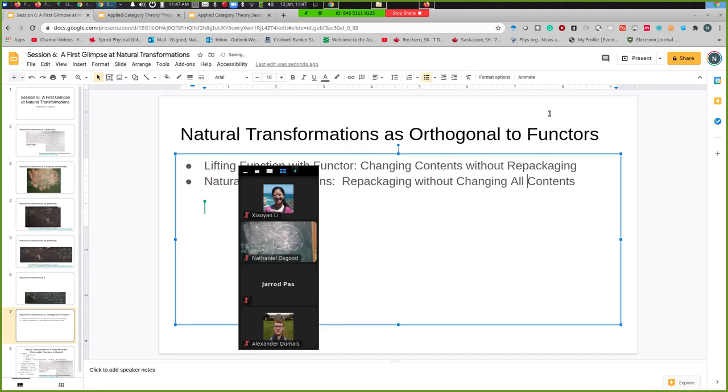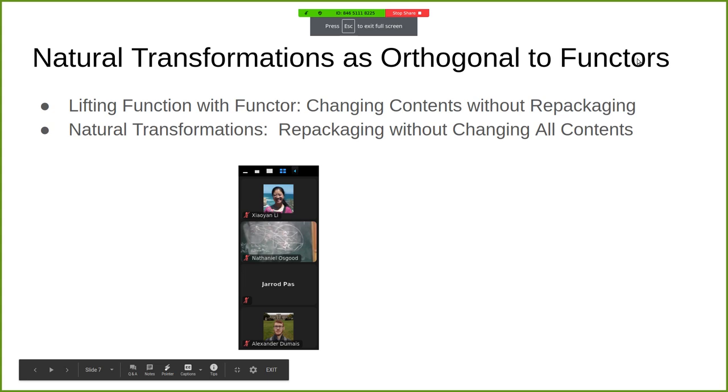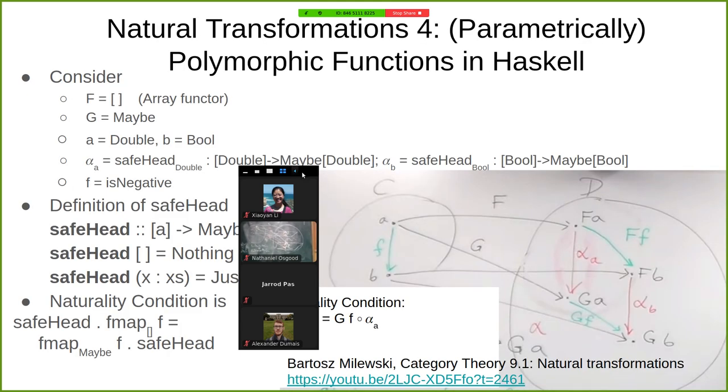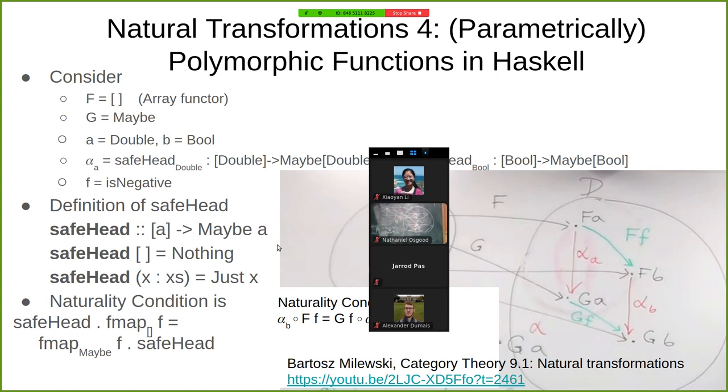I'm refining Bartosz's more brief way of saying it. But here, what you're doing is you're not changing all the contents. You're repackaging it. So if we think about safeHead, where we're extracting just the first element of the list if it exists, and packaging it into a Maybe, whatever that element is. Maybe it's three. If the first element of the list is three, we'll get out a Just three, right? A three in our Maybe. We haven't modified the apple. We haven't substituted the apple with an orange, for example.